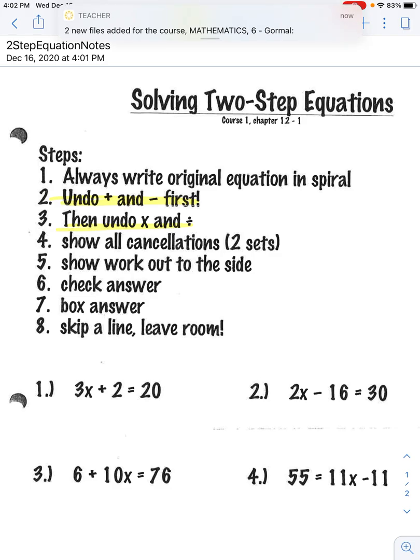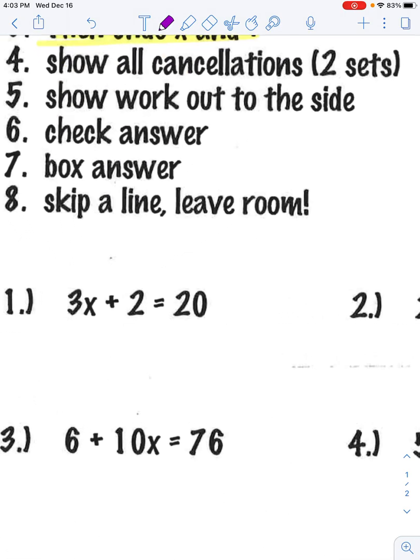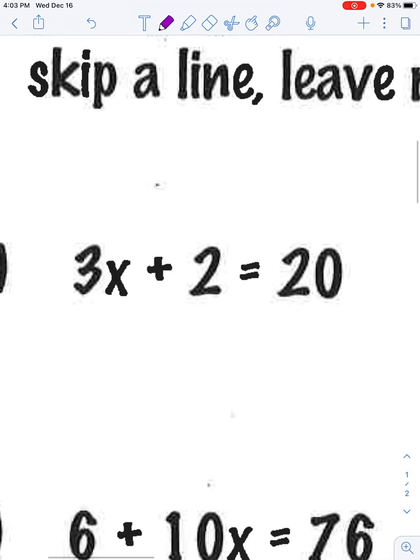We're gonna show all of our cancellations. There will be 2 sets. Any work that we have to do gets shown out to the side. Check our answer, box our answer, go back and rework, okay? Like substitute back in for the variable and make sure it makes sense, okay? I would prefer you do these in your spiral notebook because this does not give us a lot of room. I'm gonna scooch mine in, but if you can pause this video and write this on a sheet of paper, it will be a little bit easier for you, okay?